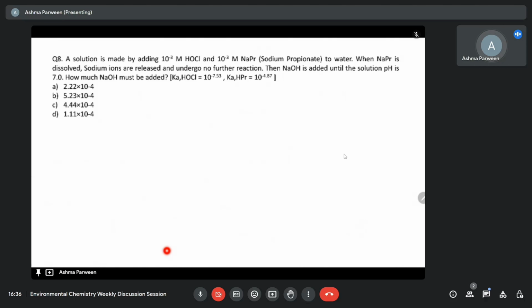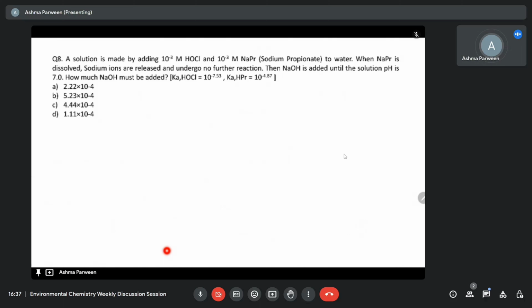When NaPr is dissolved, sodium ions are released and undergo no further reaction. It means when NaPr is added, it dissociates completely as Na plus and Pr minus, and does not go through any further reaction. Then NaOH is added until the solution pH is 7. After NaPr, we are adding NaOH so that the final pH of the solution is 7.